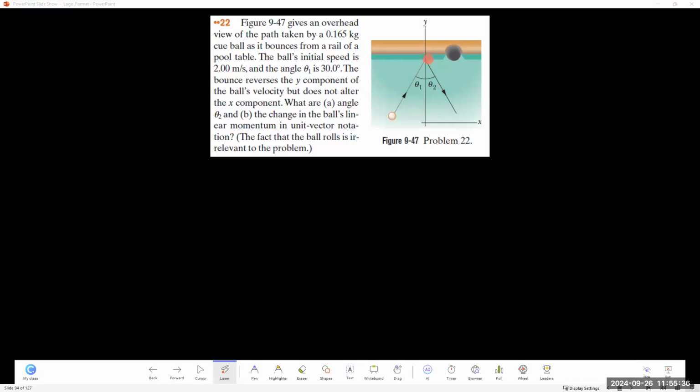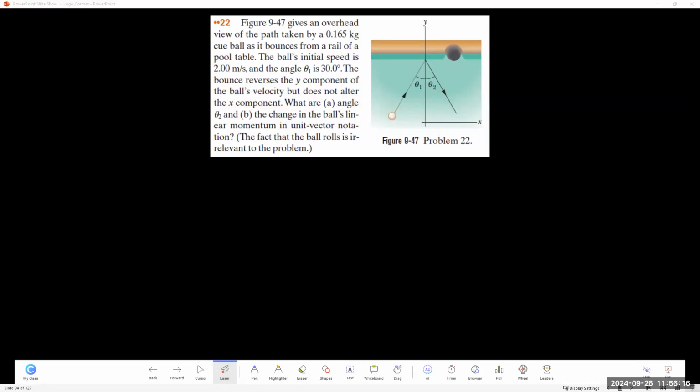But since this is an elastic collision, you can go and come back at the same angle. Remember, this is not always possible. If it's inelastic, it's not possible. So this theta should be equal. This is 30, so this one is also 30 because of linear momentum, and it's also an elastic collision. The bounce reverses the y component of the ball's velocity, but does not alter the x component. So the x component of the velocity before and after the bounce is going to be constant, the same. What would be the angle theta 2 and the change in the ball's linear momentum in unit vector form?